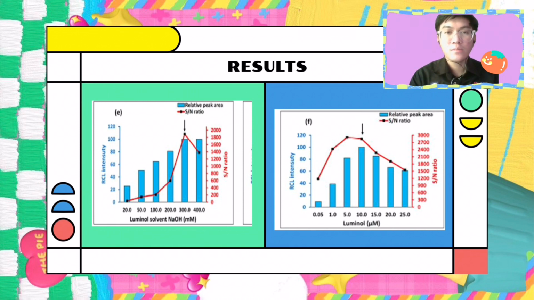Lastly, the luminol solution alkalinity and concentration were studied over the concentration ranges of 20 until 400 mM of sodium hydroxide and 0.05 until 25 micromolar luminol, respectively. The best results in terms of signal to noise ratio and CL intensity were obtained using 10 micromolar of luminol dissolved in 300 mM of sodium hydroxide, as shown in the graph.